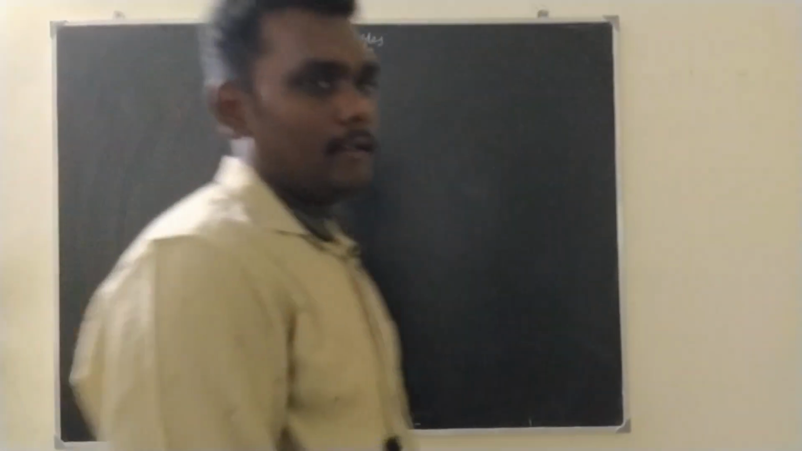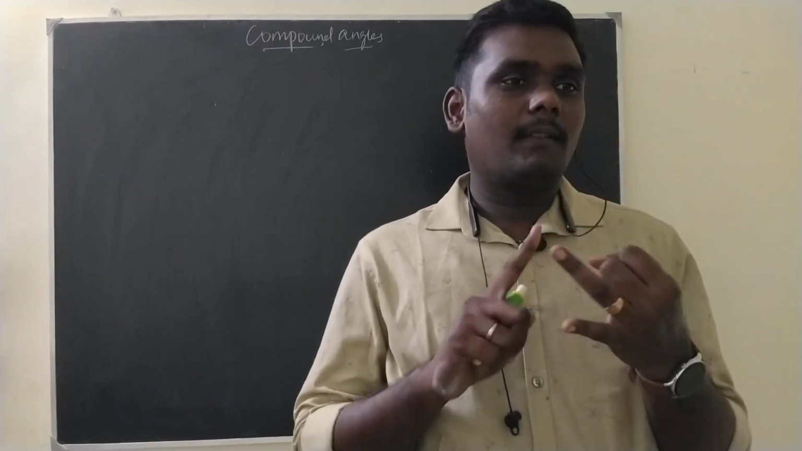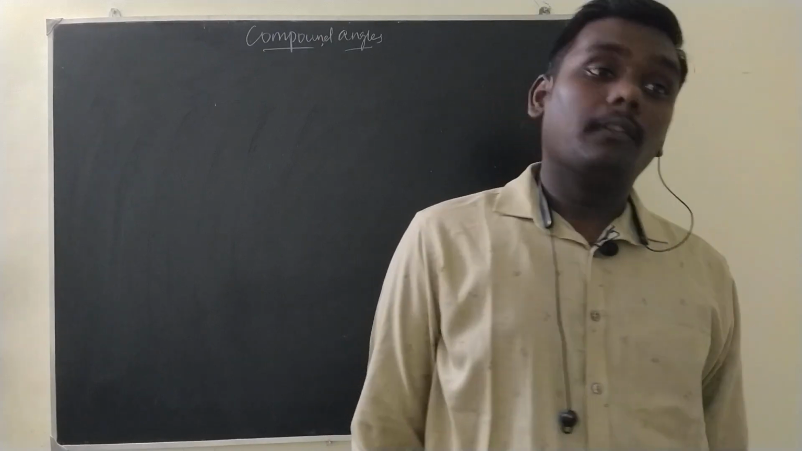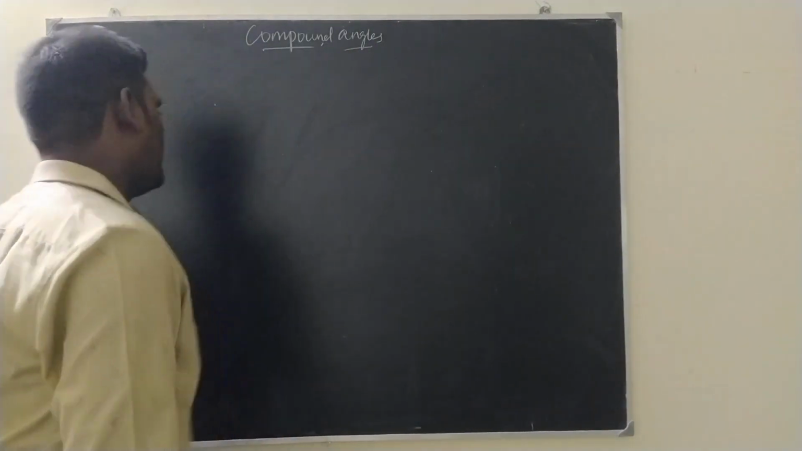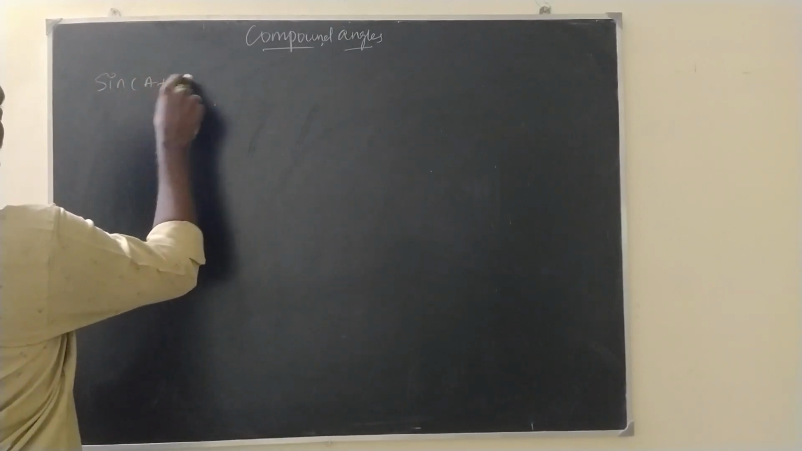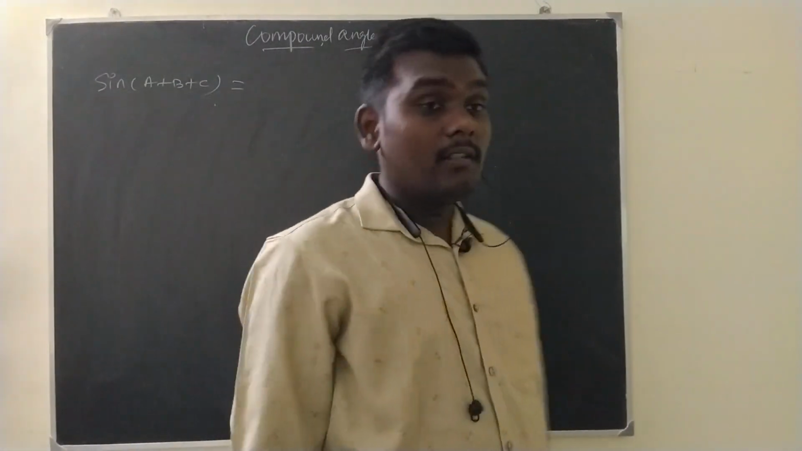In compound angles, there are 3 angles, A plus B plus C. Likewise, it has 3 components, meaning the formula for sin of A plus B plus C. Last class I told you how to work that out. Can you recall that? Can you remember how this can be worked out?